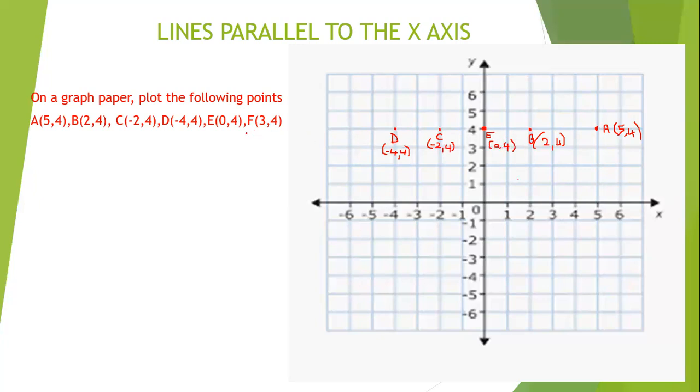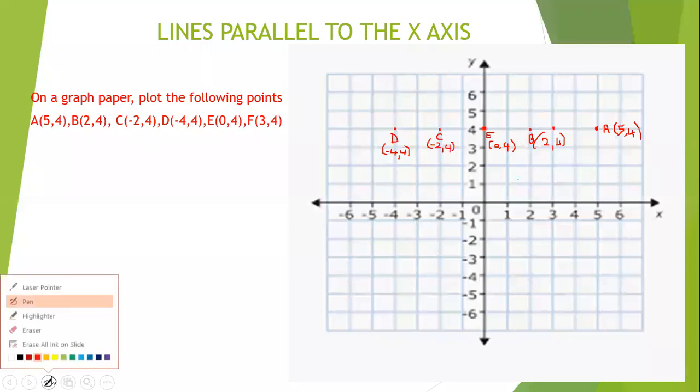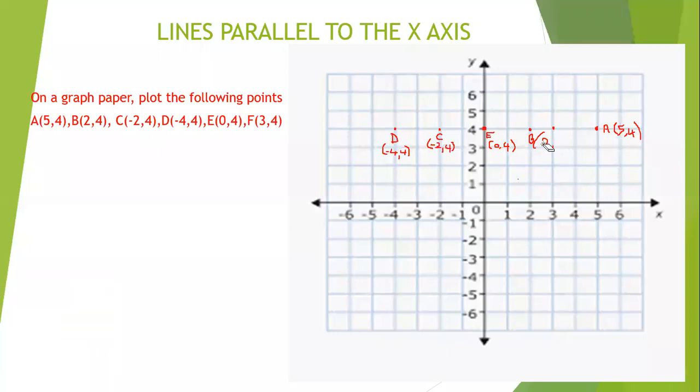Now the last point is point F and the coordinates are 3, minus 4. So 3 we have here on the x-axis and minus 4 we have over here. So I'm marking point F over here. Since I don't have some space over here, I'm just rubbing out this 2, 4 and I'm writing it below.